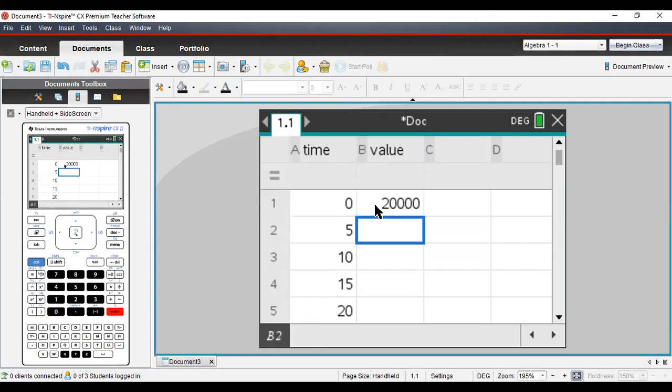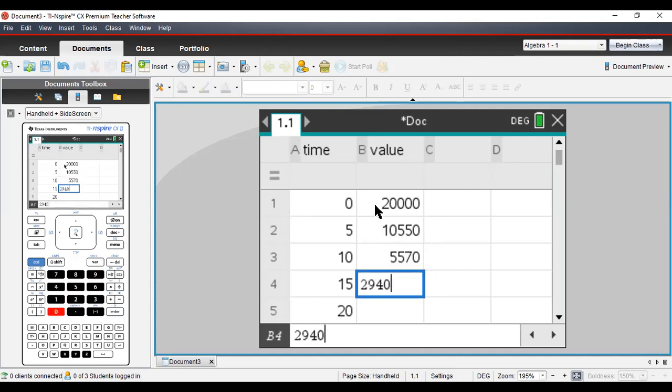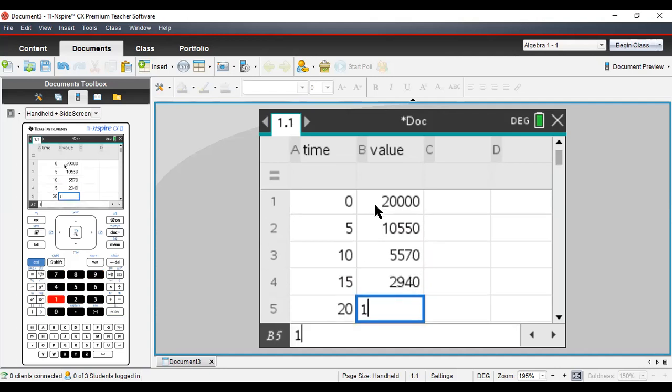$20,000. Then we go down to 10,550. Then we drop down to 5,570. Then we drop down even further to 2,940. And then this goes to 1,550. So I can look at these numbers and see that they're not going down by the same amount. So I'm almost sure that this is going to be exponential, but we still need to go ahead and do it.